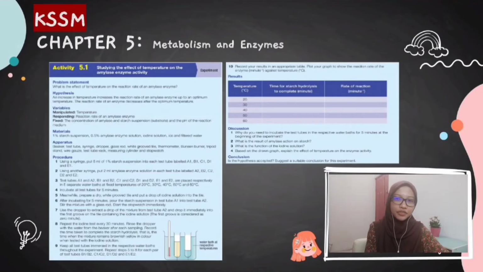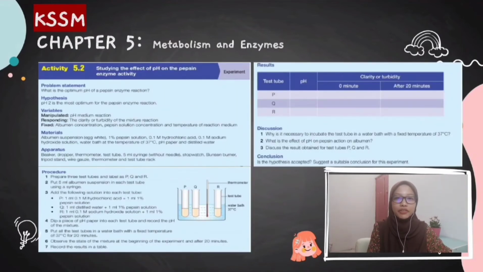Activity 5.1 suggested that students conduct an experiment to study the effect of temperature on amylase enzyme activity. It is very interesting as this experiment will help students understand the effect of temperature on starch hydrolysis. Meanwhile, Activity 5.2 is an experiment to study the effect of pH on pepsin enzyme activity.